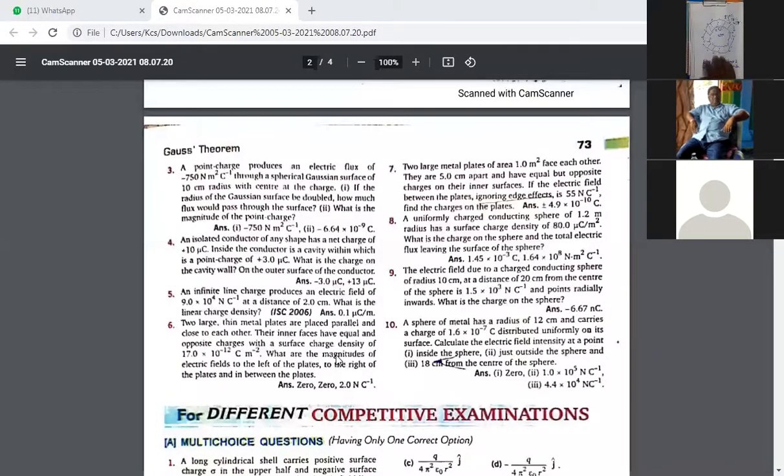Question number 5 is very important. This question has been asked a number of times, and it is based on this formula: E equals to 1/4 pi epsilon naught 2 lambda upon r. It is based on this formula. It's clear. You can see here an infinite line charge produces an electric field of 9 into 10 to the power 4 Newton per coulomb, means the value of E is given at a distance of 2 centimeters. What is the linear charge density?